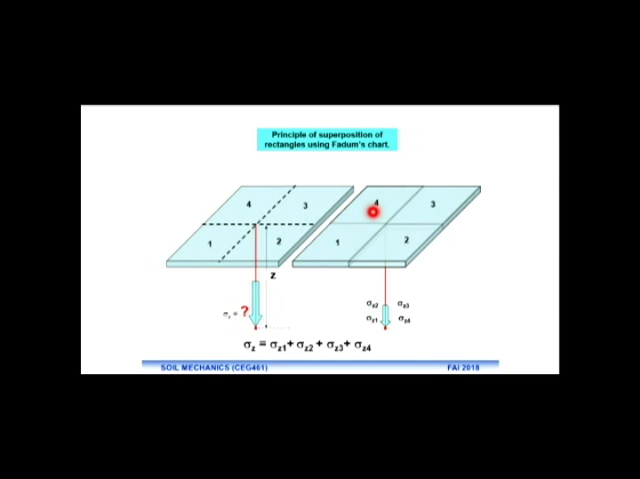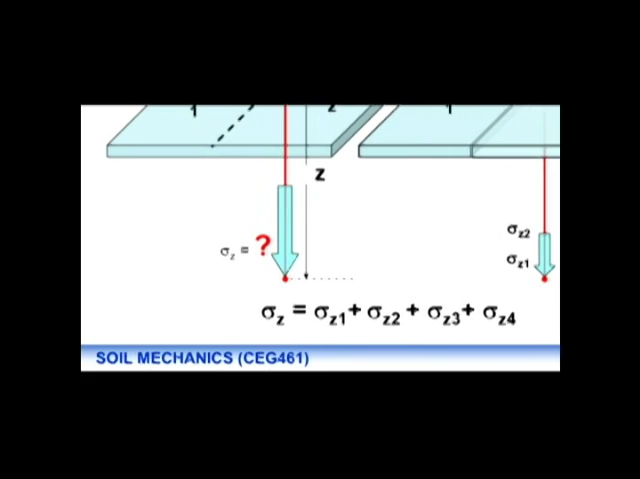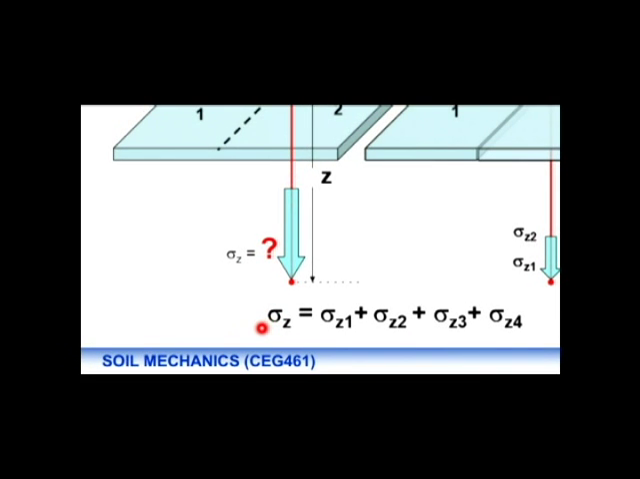So the corner of foundation 1 is the same as the corner of foundation 2, foundation 3, and foundation 4. So you will get four increments of vertical stress. Then you have to total up all of them. So you will get the total increment of vertical stress at the point of interest, which is the sum from foundation 1, foundation 2, foundation 3, and foundation 4.